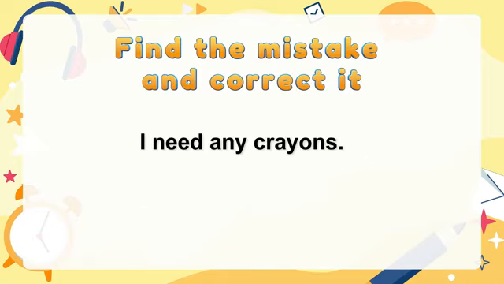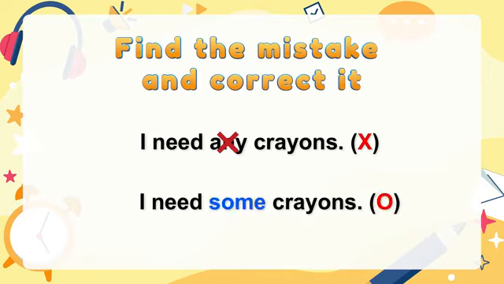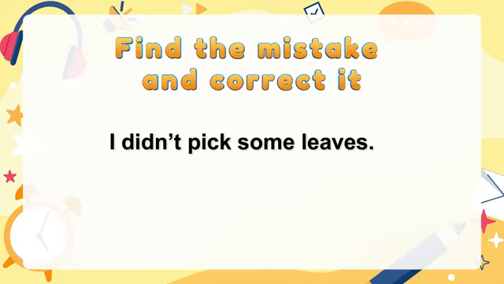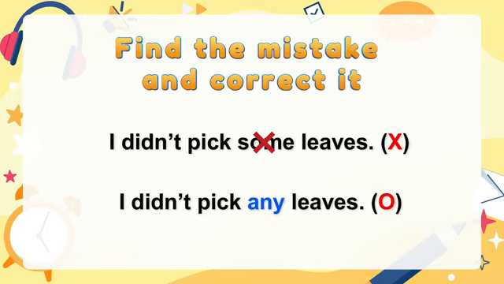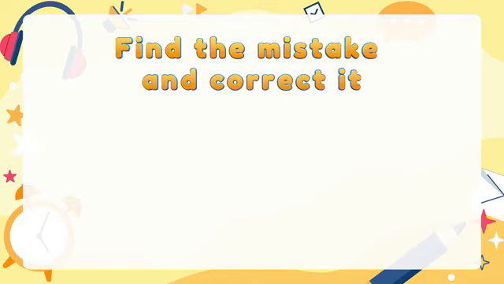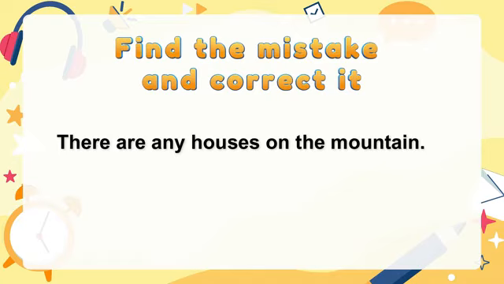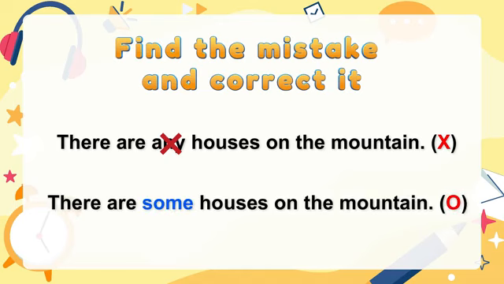I need any crayons. This is a positive sentence, so we do not use any. The correct sentence is, I need some crayons. I didn't pick some leaves. This is a negative sentence, so we do not use some. The correct sentence is, I didn't pick any leaves. There are any houses on the mountain. This is a positive sentence, so we do not use any. You should write, there are some houses on the mountain.